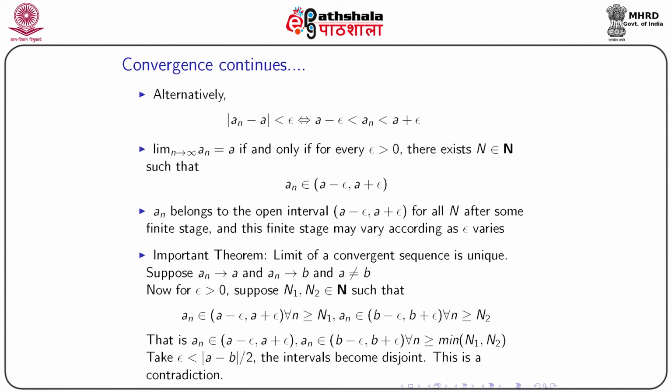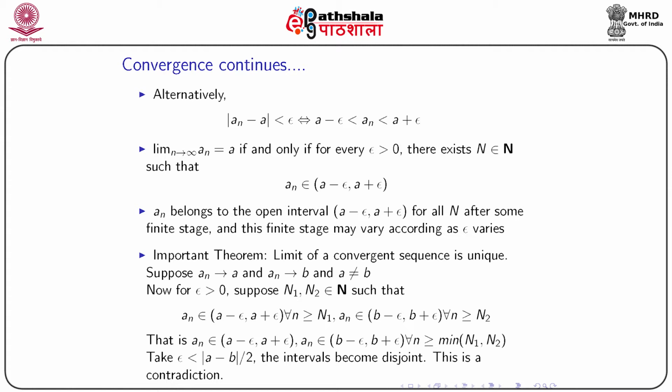Now we take the choice of epsilon to be mod of (a minus b) by 2. If I take epsilon less than mod of (a minus b) by 2, then these two open intervals become disjoint. That means a_n belongs to interval 1, and once again a_n belongs to interval 2, where the intervals are disjoint. This cannot happen. So this is a contradiction. So whatever we assumed, that a is not equal to b, is not correct. So we must have a equals b. This shows that the limit of a convergent sequence is unique.